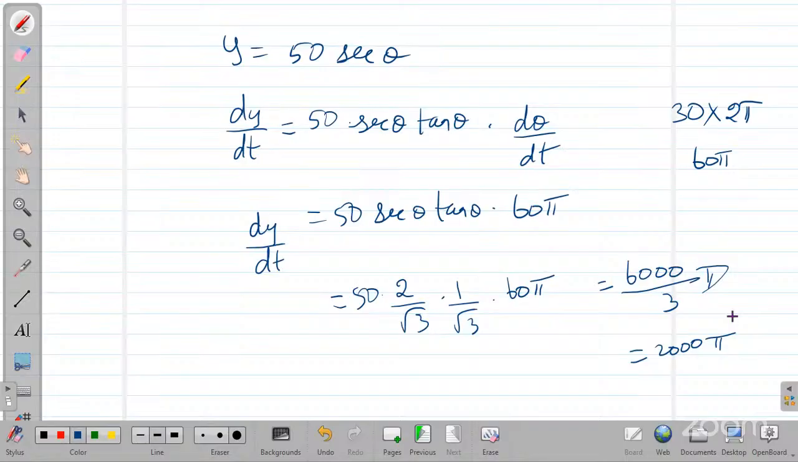Wait, how did d theta over dt become 60 pi? Can you explain? That's the speed of the angle. See, 30 revolutions per minute, have you read in the question? So for each revolution, we have got 2 pi of the angle change. So multiplying, you'll get 60 pi. This is the change of theta. Is that clear?